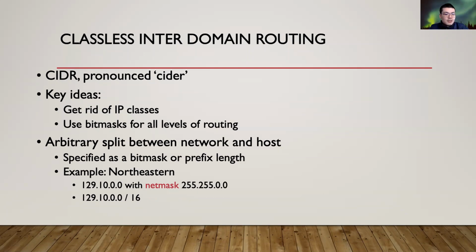So this is basically the freedom you can have. For example, if you look at Northeastern University, our net mask is really the first 2 bytes. It's 8 plus 8, 16 bits for the net mask, and the rest, 16 bits, are for the host. So here you no longer have A, B, C.